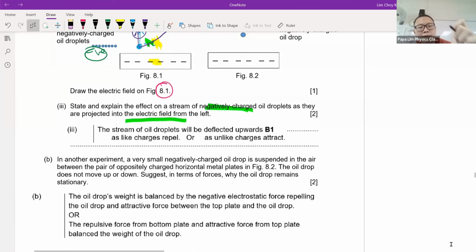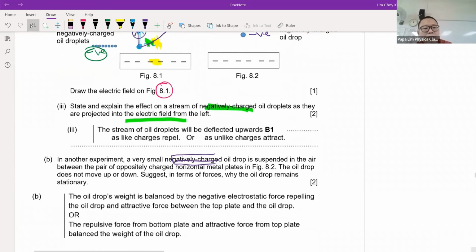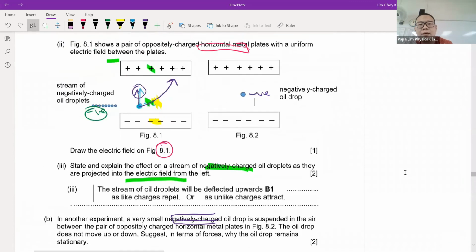Now, in the last experiment in 8.2, I have a negative charge. So this is negative charge. But now in this case, even though the top plate and bottom plate still remain the same, plus and negative, opposite charge, the oil drop does not actually move up like what we see in your 8.1.